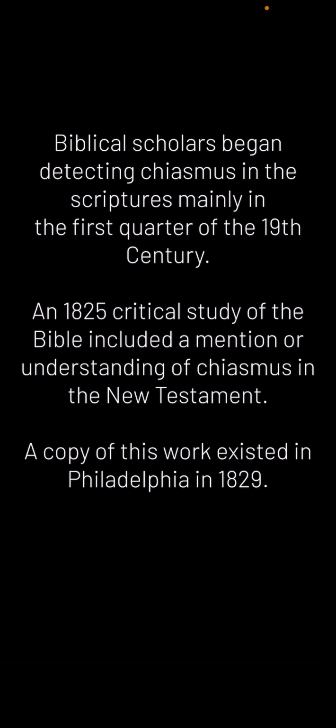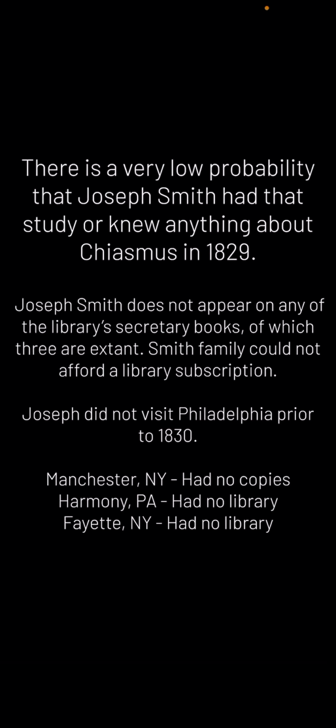Scholars noted chiasmus in the scriptures as early as the first quarter of the 19th century. An 1825 critical study of the Bible included an understanding of chiasmus in the New Testament. A copy of this work existed in Philadelphia in 1829, in the year Joseph was translating the Book of Mormon. However, there's a very low probability that Joseph Smith had that book or knew anything about chiasmus in 1829.